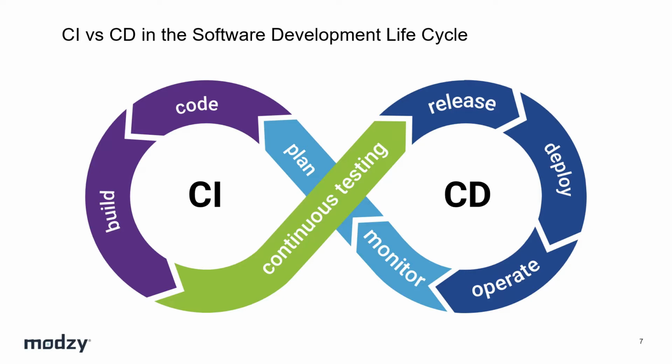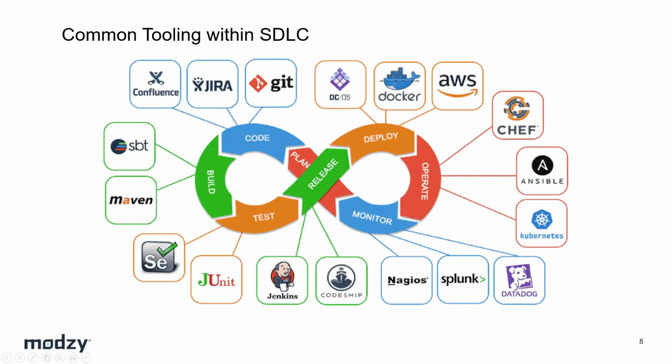CI/CD facilitates an effective process for getting products to market faster than ever before, continuously delivering code into production and ensuring an ongoing flow of new features and bug fixes via the most efficient delivery method. Now let's move to the next slide to show the same process but with common tools used for each phase. Now let's break down the two. What is the difference between CI and CD?